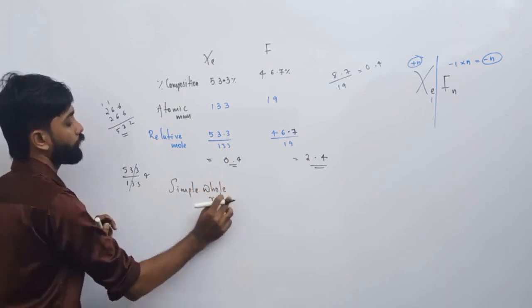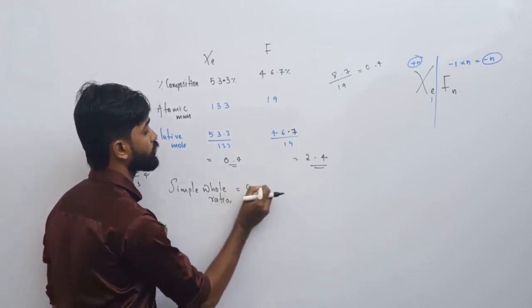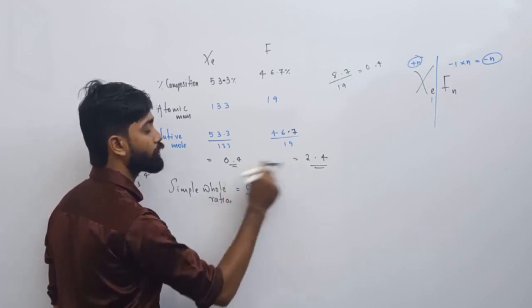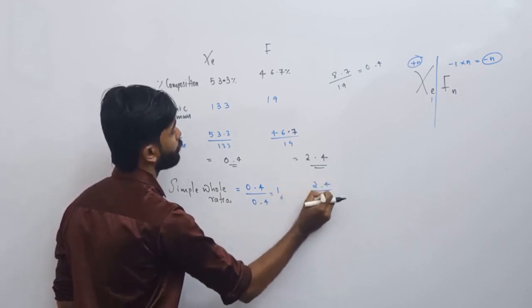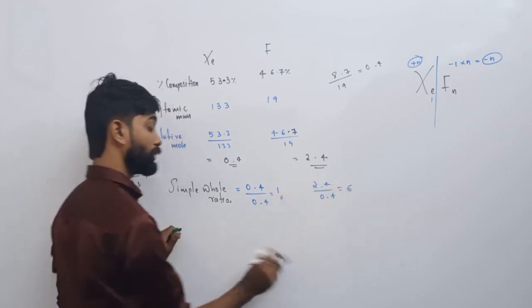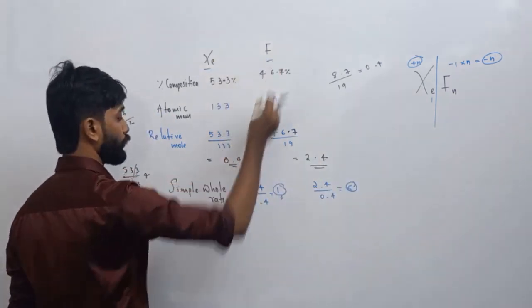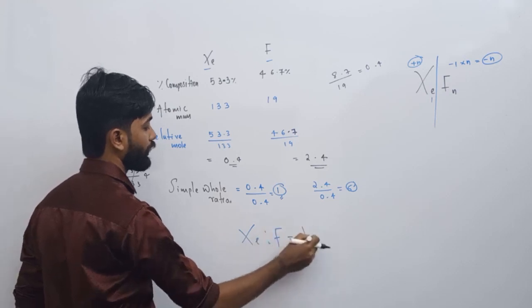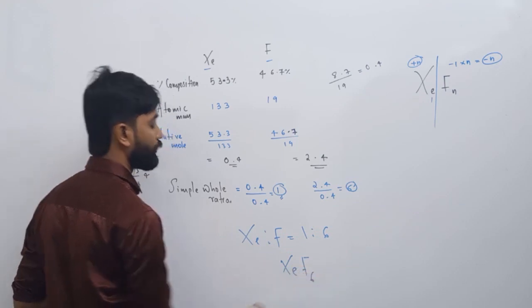Simple whole number ratio. How can we convert this into a simple whole number ratio? By dividing with the smallest among this category. 0.4 divided by 0.4. The smaller among these two is 0.4, so this one will be 1, and 2.4 divided by 0.4 will be 6. So this is the simplest ratio between the elements xenon and fluorine. The ratio between xenon and fluorine is 1:6. So the molecular formula will be XeF6.